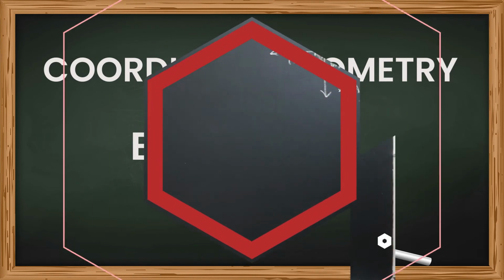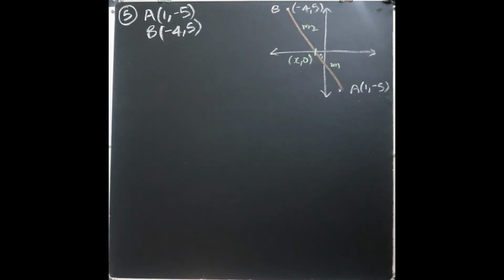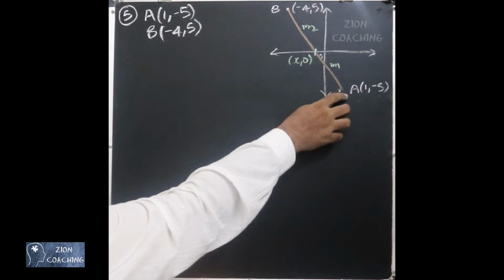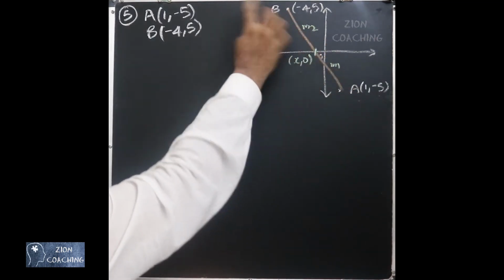Now, question number 5. The question says, find the ratio in which the line segment joining A and B is divided by the x-axis. Also find the coordinates of the point of division. Now there are 2 points A and B. The coordinates of those points are given.